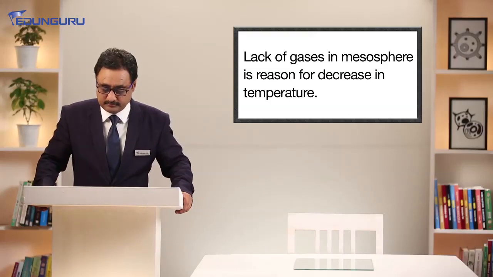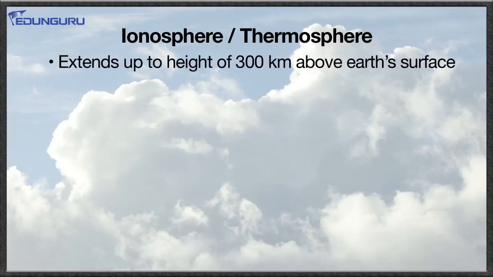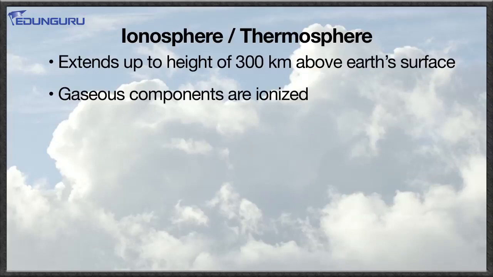Finally, the uppermost layer, what we call ionosphere or thermosphere, extends up to the height of 300 kilometers from the ground. Here, whatever little gases are present, the gaseous components are getting ionized. That is why we call it the ionosphere. So this was all as far as the atmosphere is concerned.